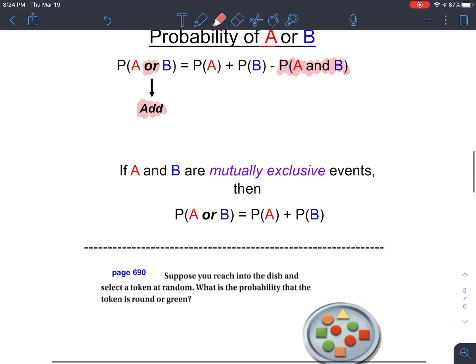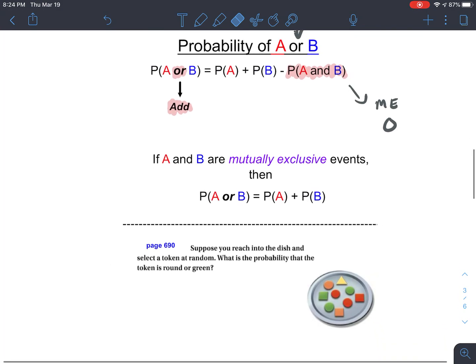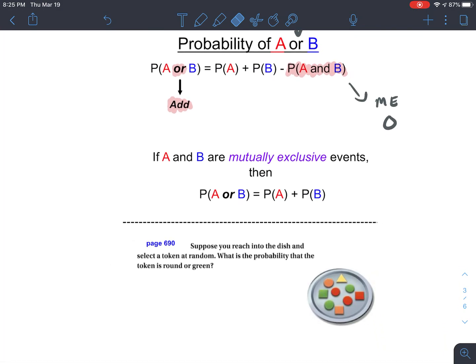Now, if they are mutually exclusive events, the formula gets adjusted slightly, and that should make sense because for mutually exclusive events, right, this value is 0. So it would be like we are subtracting a 0, so we don't need it. So for mutually exclusive events, all we have to do is add the probability of A and the probability of B. So to demonstrate this, let's take a look at this example.